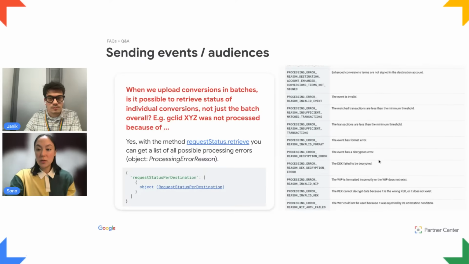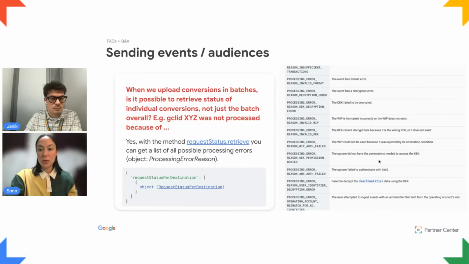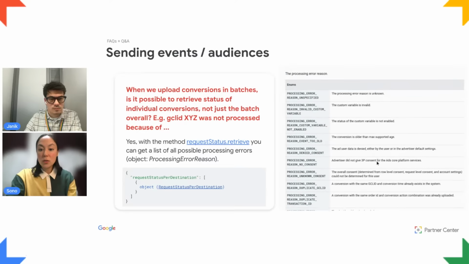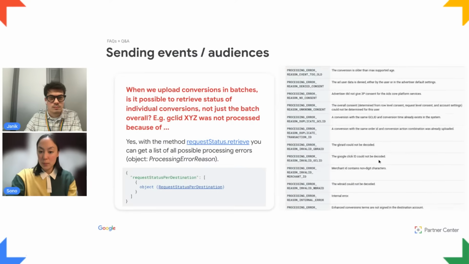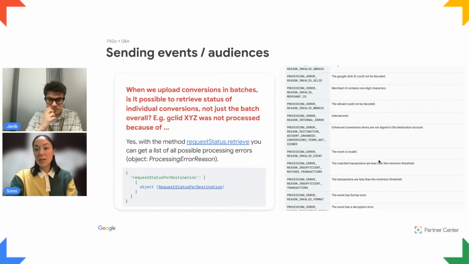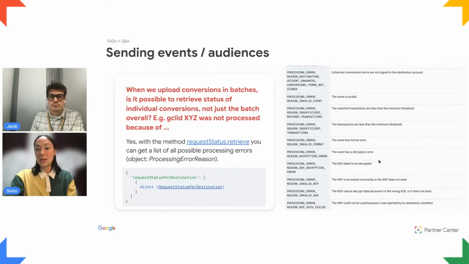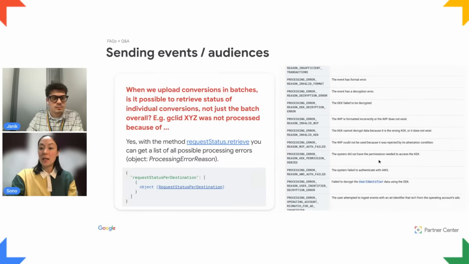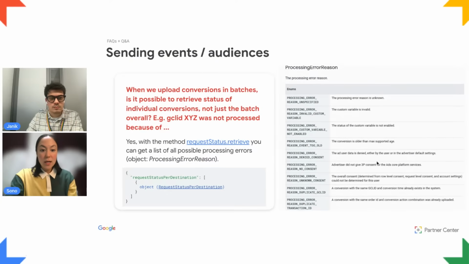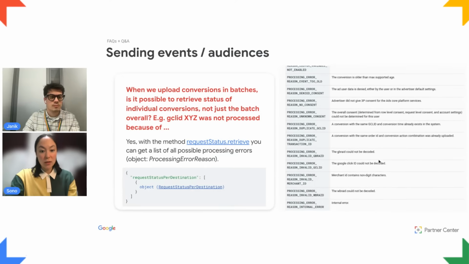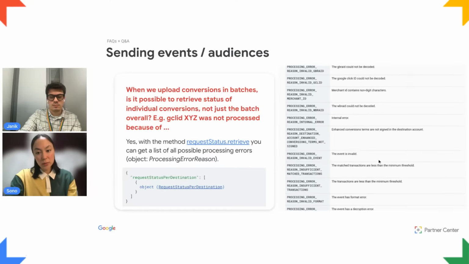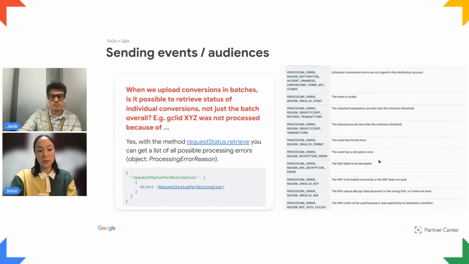But as you were used to from the standard offline conversion import, but also enhanced conversions for leads, manually or whatever ingesting method you were choosing, we do offer a more defined error response log for each line, meaning that the GCLID has not been found or for this particular record the hashing was incorrect. For this, there is a method called requestStatus.retrieve, and you get a list of all possible processing errors, which is documented in the developer documentation. So yes, it's possible per destination and per call.